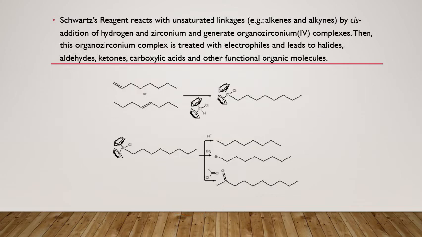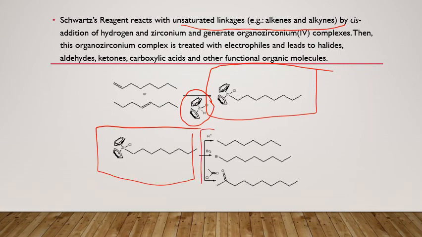The Schwartz reagent reacts with unsaturated linkages, for example alkenes and alkynes, through the cis addition of hydrogen and zirconium. After the reaction with the zirconium and hydrogen, it will generate organozirconium complexes. Then to produce other functional organic molecules, the organozirconium complex is treated with electrophiles and leads to halides, aldehydes or ketones, carboxylic acids, and other functional molecules, including the alkane.